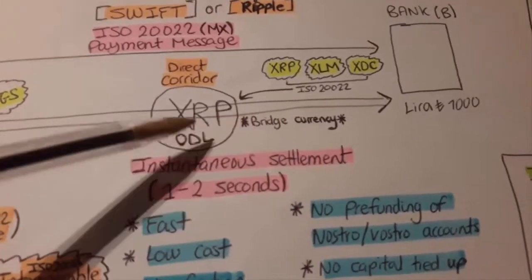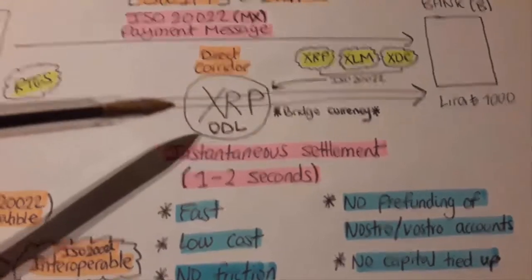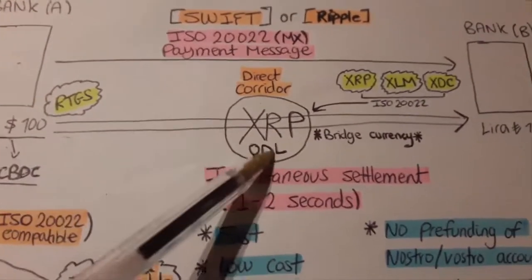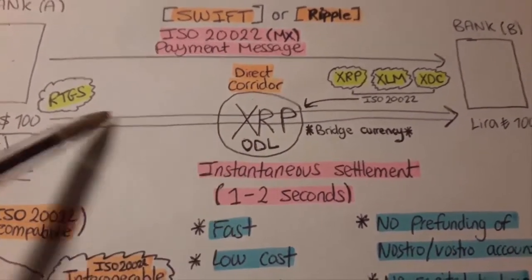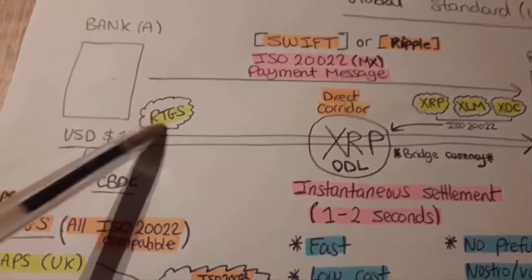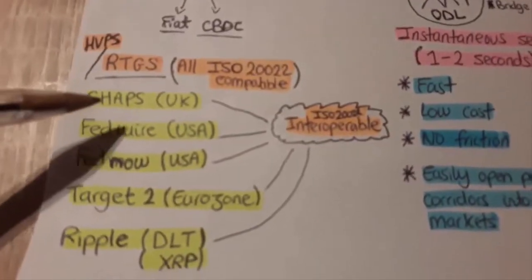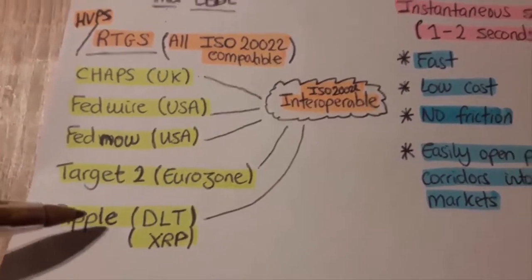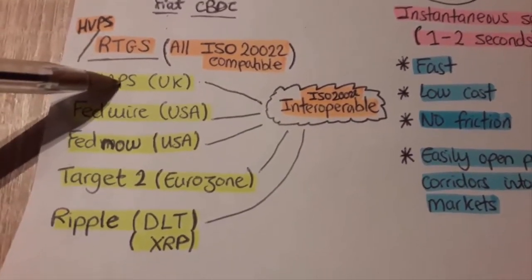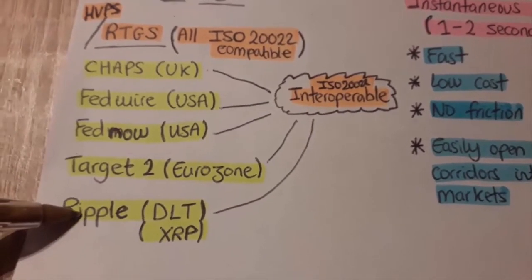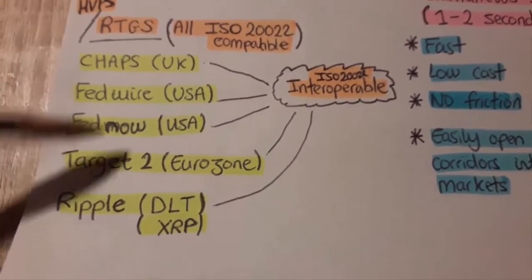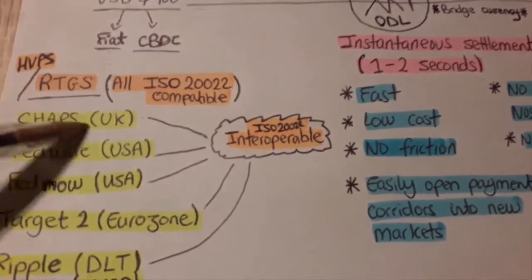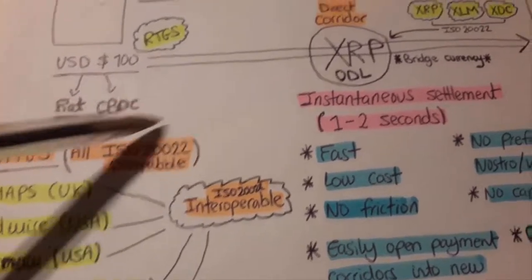So you can just use XRP as a bridge asset and set up a direct payment system using the XRP RTGS system. And because XRP is ISO 20022 compatible, their real-time gross settlement system is interoperable with other ISO 20022 payment systems. So the CHAPS UK system can potentially tap into the DLT benefits of XRP, as can FedWire, FedNow, and Target 2 in the Eurozone, and this is all possible because they're all converting over to ISO 20022.